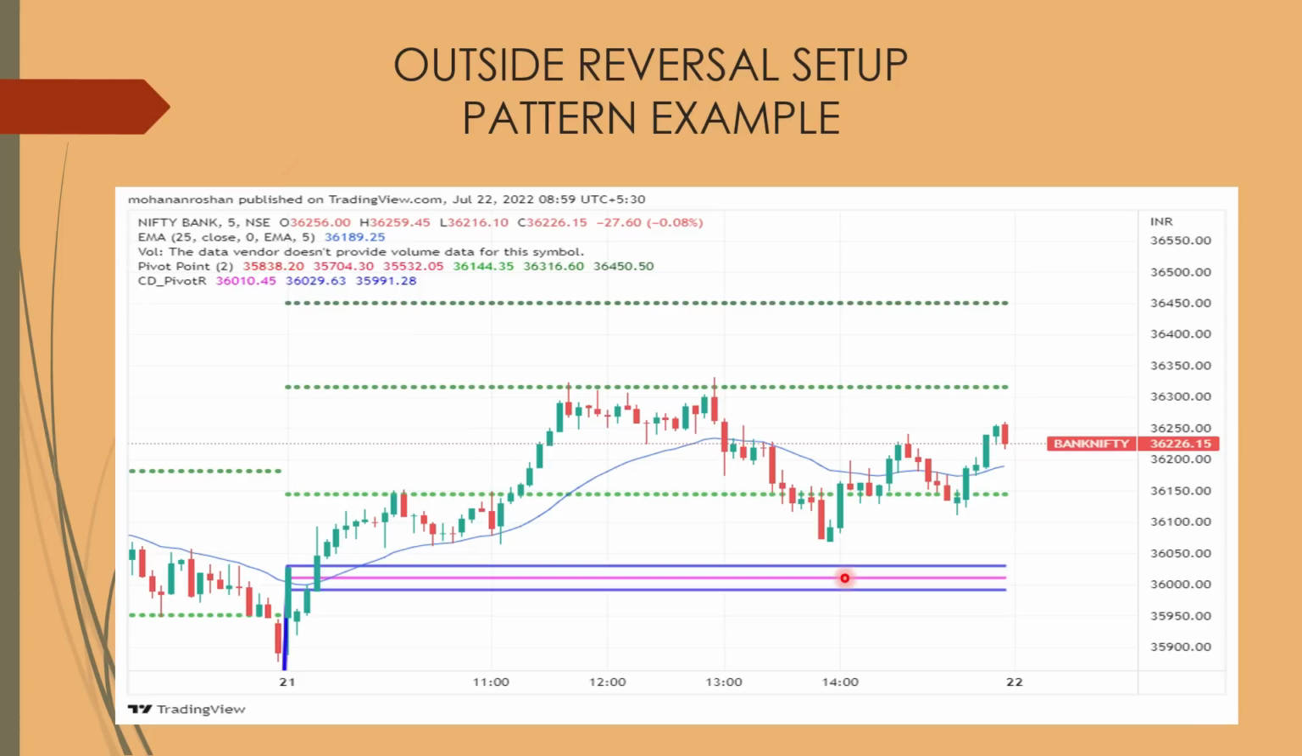An example of the outside reversal setup: this one is a bearish outside reversal setup. This one is a bullish outside reversal setup.